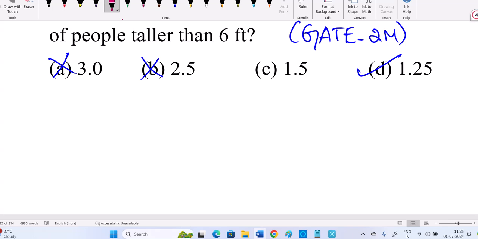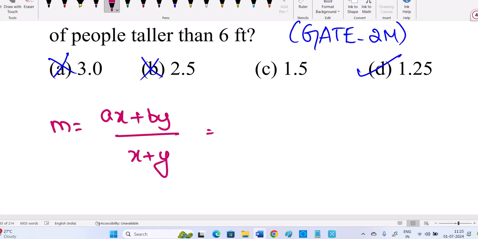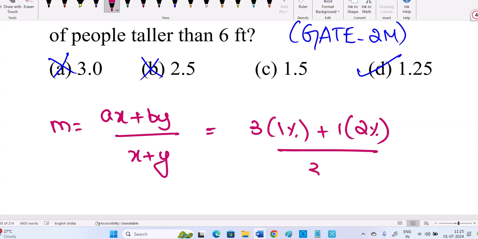1% and 2%, 3:1 ratio. A into x plus b into y divided by x plus y. This is also not like a formula you must memorize. You can do it directly with basic thought. 3 into 1% plus 1 into 2% divided by 3 plus 1. 5% divided by 4, which is 1.25%. A 2 marks question in percentages topic actually.